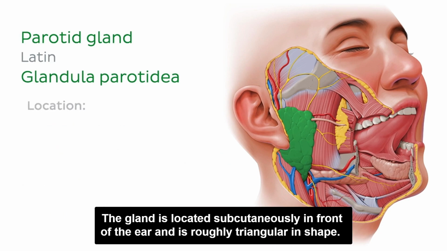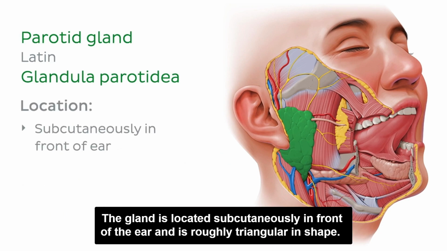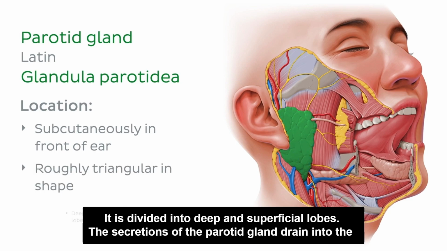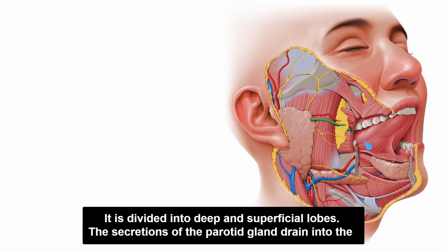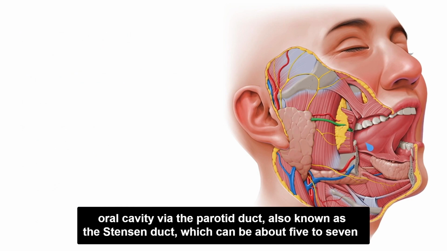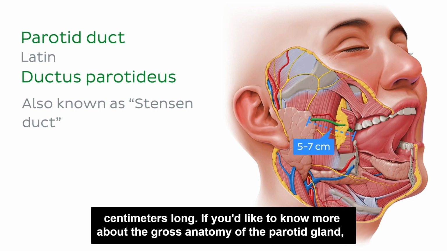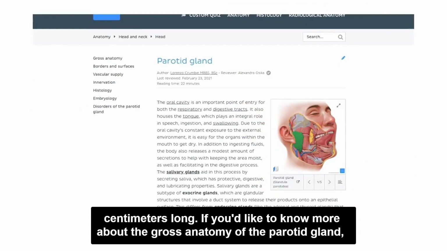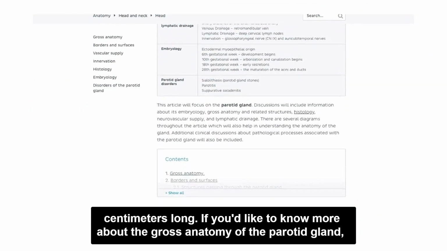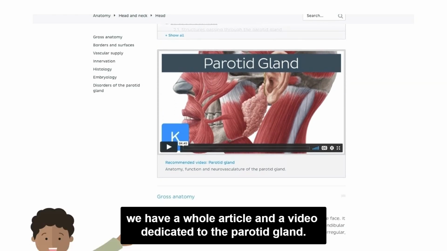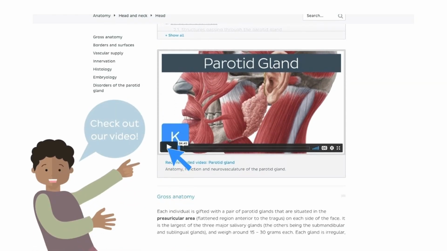The gland is located subcutaneously in front of the ear and is roughly triangular in shape. It is divided into deep and superficial lobes. The secretions of the parotid gland drain into the oral cavity via the parotid duct, also known as the Stenson duct, which can be about 5 to 7 centimeters long. If you'd like to know more about the gross anatomy of the parotid gland, we have a whole article and a video dedicated to the parotid gland.